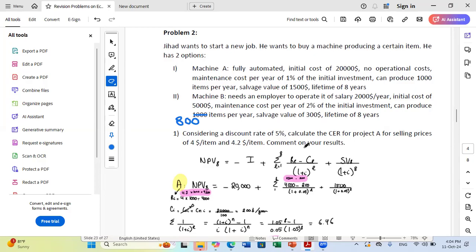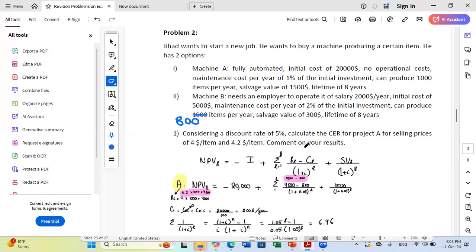But when we compare two projects, in case we have contradictory results, where the CER of A is larger than the CER of B, but the IRR of A is smaller than the IRR of B, we select the highest CER in general. Unless, for example, we have a very large difference for IRR, while the CERs are close, then maybe we opt for the better internal rate of return.